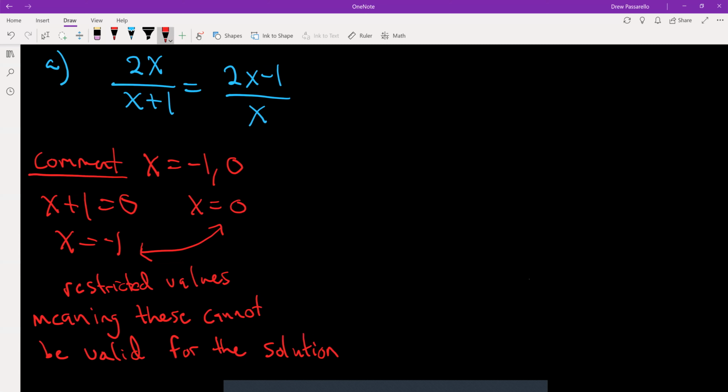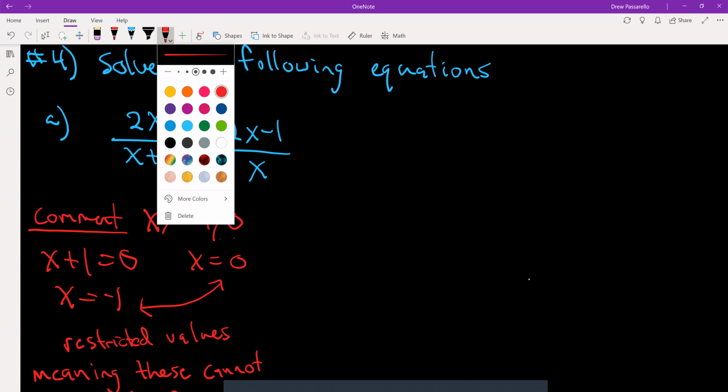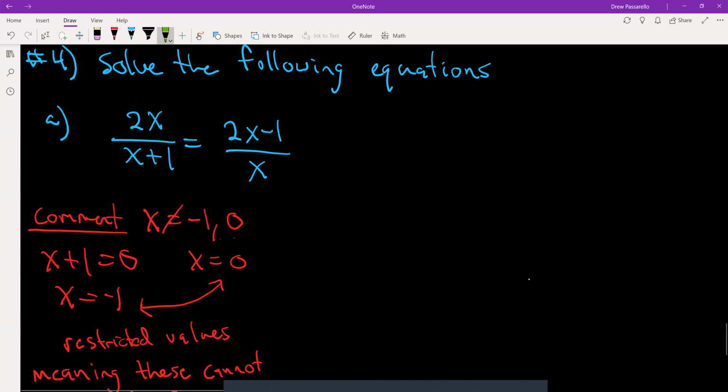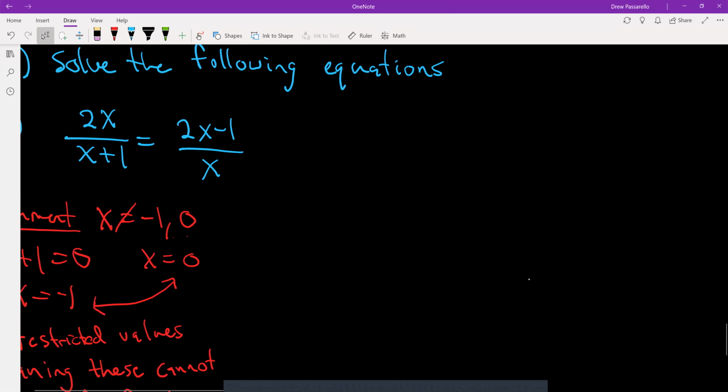All right, so I know I can't have x be -1 or 0, because if you plug those in, in one of them you get 0 in the denominator. If you plug 0 into the other fraction's denominator, you also get 0 in the denominator, and you can't divide by 0. So now I'm going to work out the problem. So that's something to know, is what these denominators can't be.